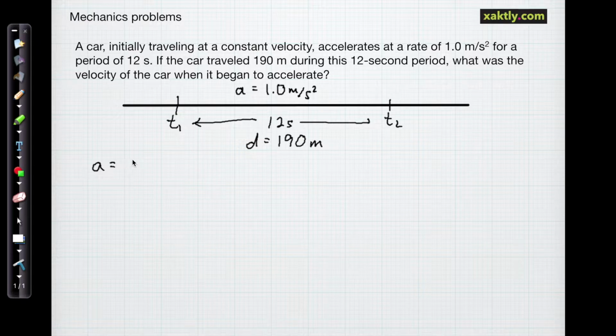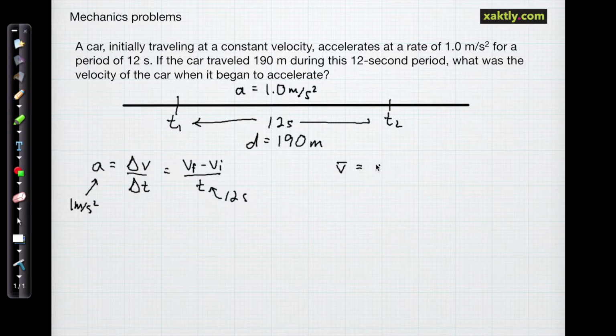So we'll start this problem by writing down the definition of acceleration, delta v over delta t. Now let's look at that and see what we have. We know the acceleration, 1 meter per second squared. We don't know the final velocity or initial velocity of this vehicle, but we do know that the time elapsed during the acceleration is 12 seconds.